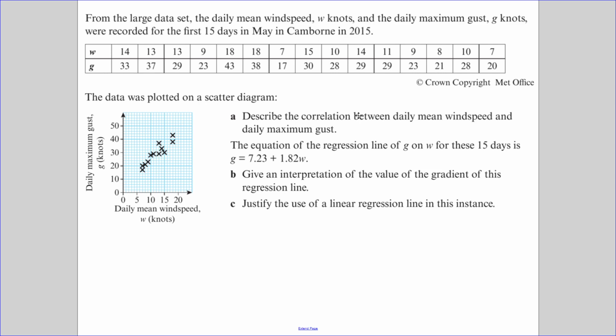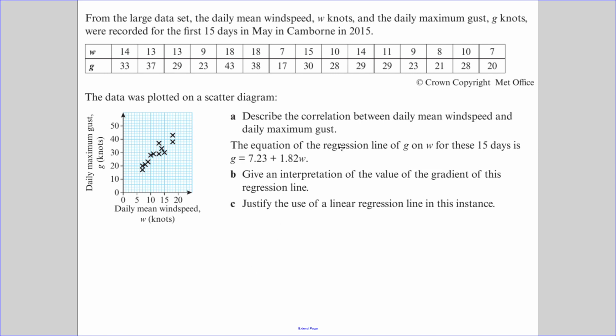So describe the correlation we see on our scatter graph. I would call this strong positive correlation. It's not very strong, but it's pretty good. It's pretty strong correlation. So I'd either call it strong or strong positive correlation. So positive or strong positive correlation.